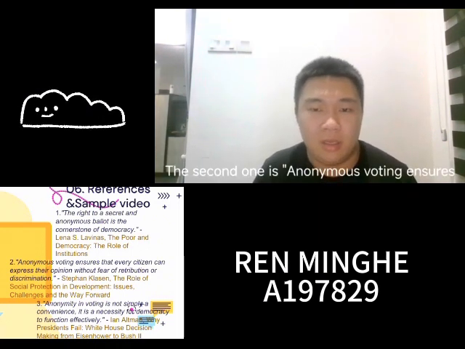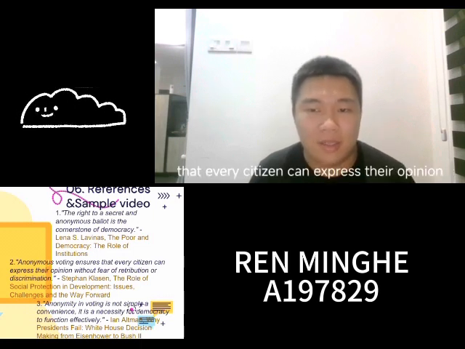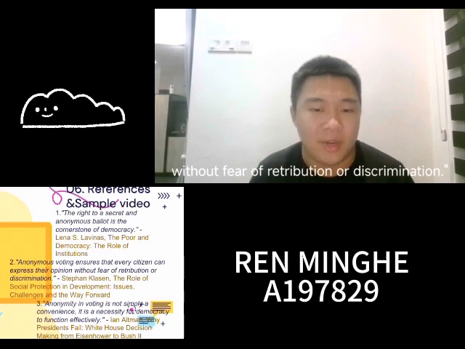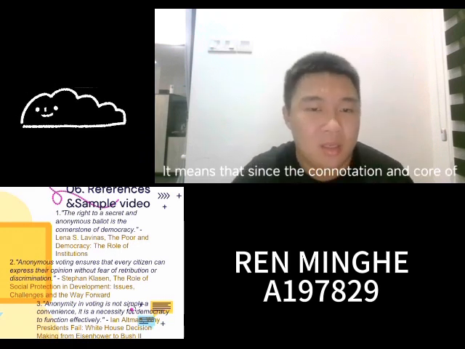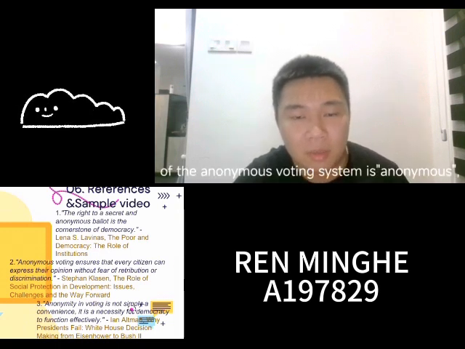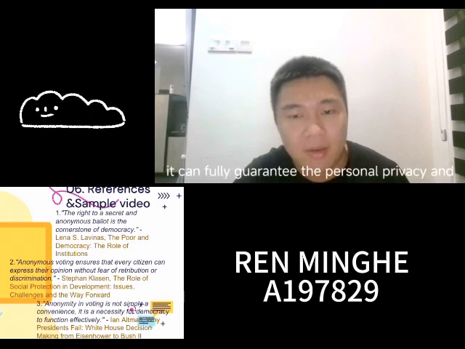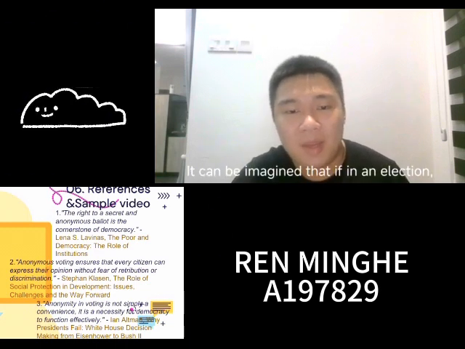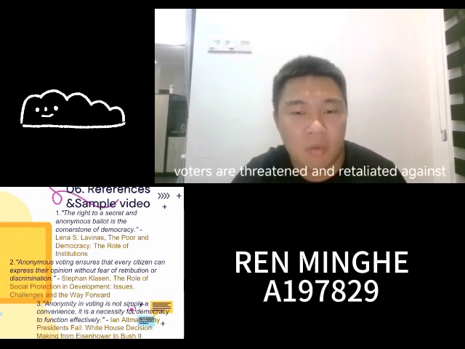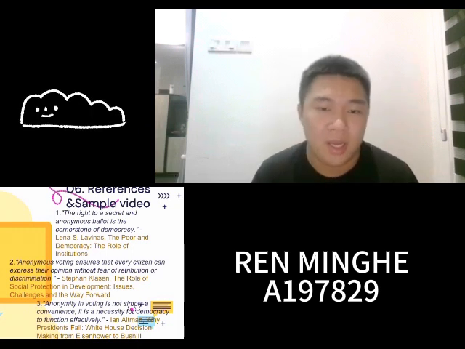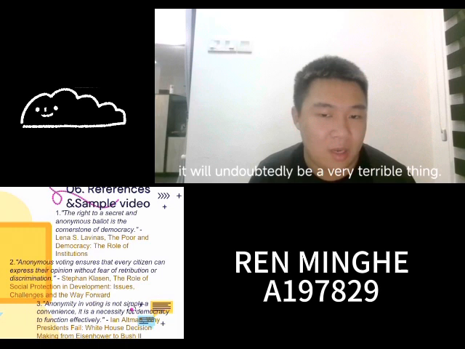The second one is that anonymous voting ensures that every citizen can express their opinion without fear of retribution or discrimination. It means that since the connotation and core of the anonymous voting system is anonymity, it can fully guarantee the personal privacy and even personal safety of voters. It can be imagined that if in an election voters are threatened and retaliated against by a certain candidate because they didn't vote for them, it will undoubtedly be a very terrible thing.